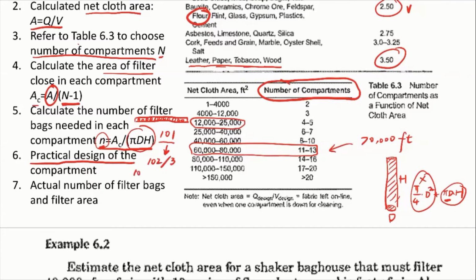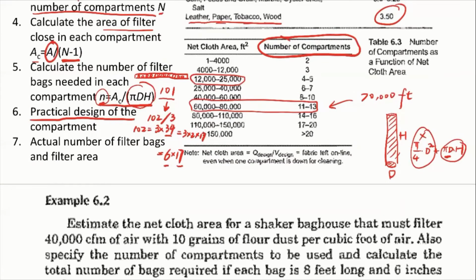So 102 is equal to 3 multiplied by 34, right? And 3 multiplied by 34 is 3 multiplied by 2 multiplied by 17. So we can basically build a compartment that has 6 rows and 17 columns, right? So it's going to have a shape that looks like this.